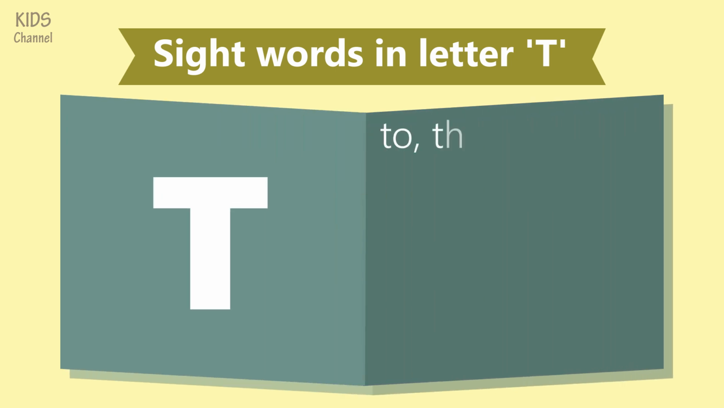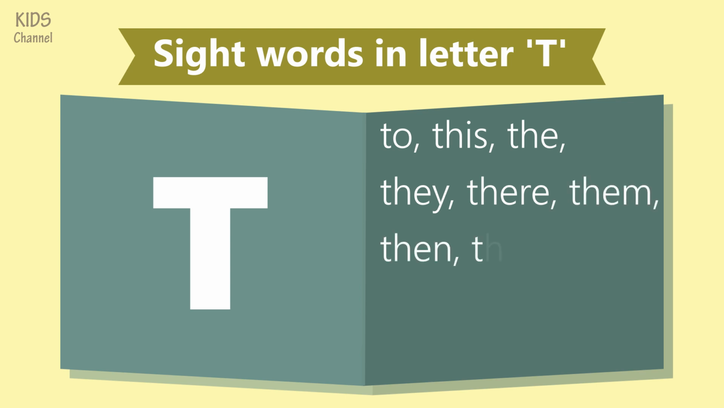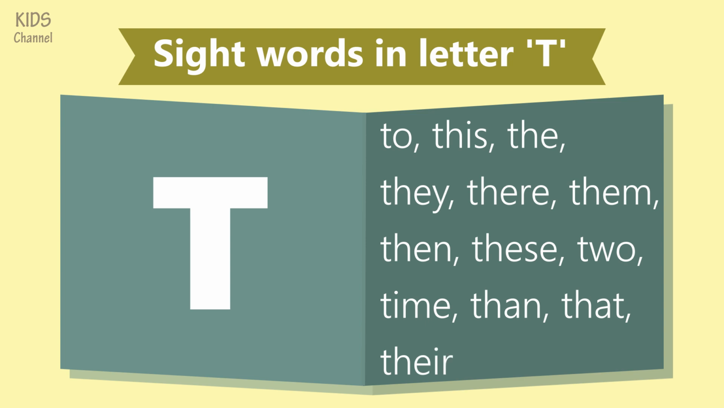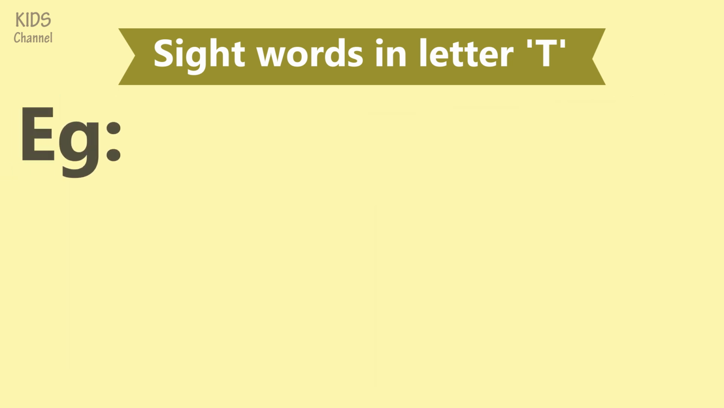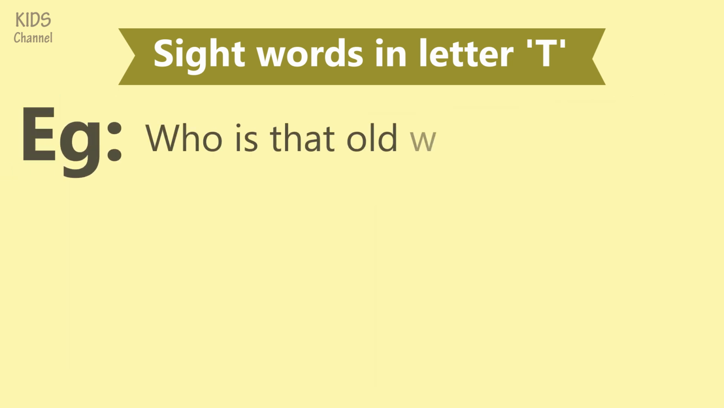Sight word in letter T. To, this, the, they, their, them, then, these, to, time, than, that, there. With few examples, we'll identify the sight word in letter T. Example 1. Who is that old woman? Here, that is a sight word in letter T.